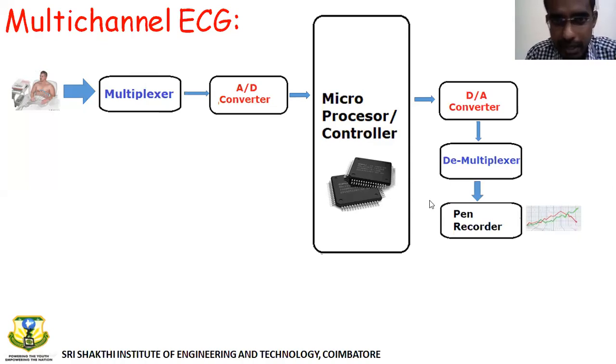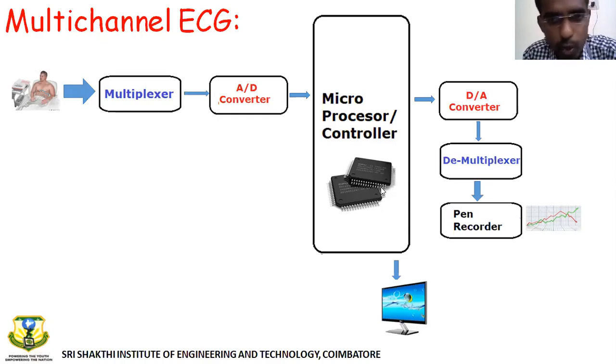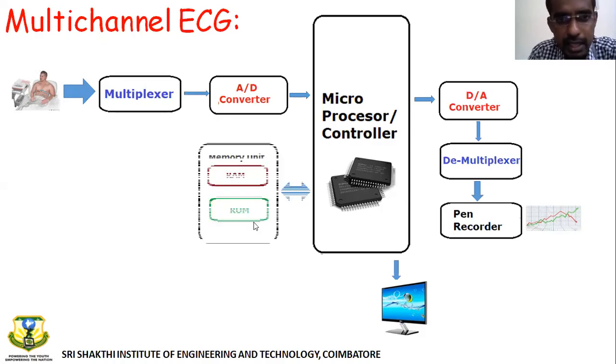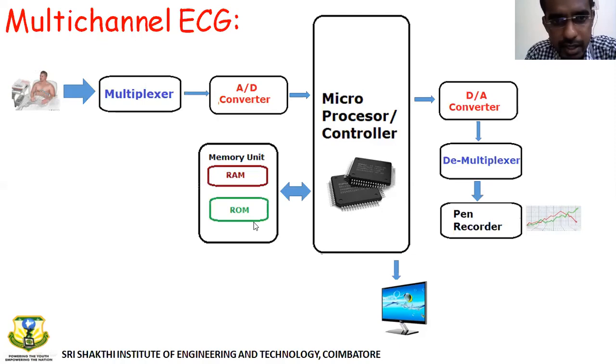So other than this, you have additional circuitries here too. If you want to parallelly view the ECG signal, it is given to a monitor, a TFT or CRT screen where we can view it simultaneously. And there is another additional circuit, which is the memory unit.